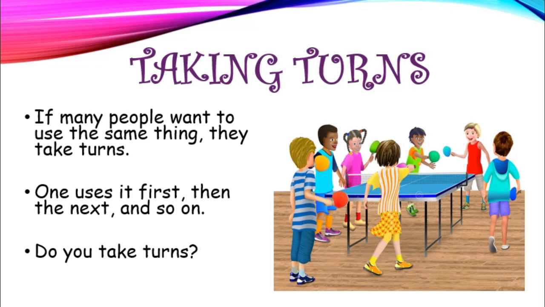Another rule to live together happily is taking turns. If many people want to use the same thing, they take turns. It means one uses it first, then the next, and so on. Look at the picture. There are so many children eager to play table tennis, but they have only one table. Is it a problem? No, not at all. Two children are playing right now, and afterwards, the next two children will come and play. So these children are playing by taking turns. Do you take turns? I'm sure you do.